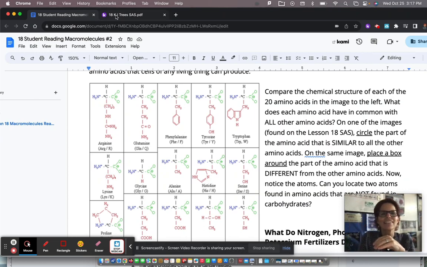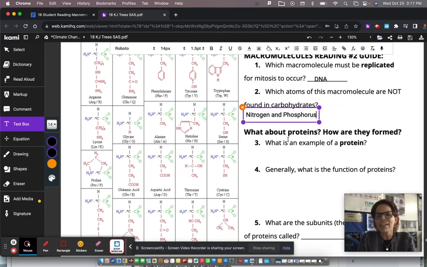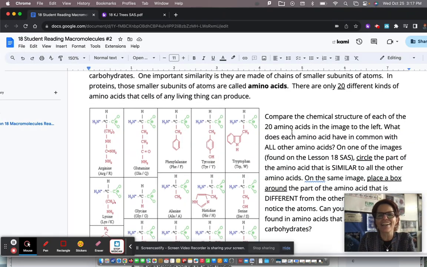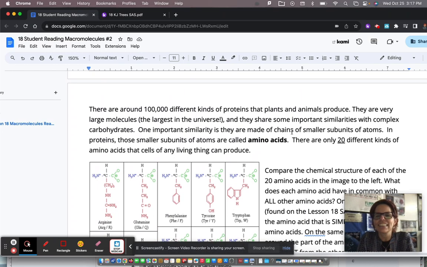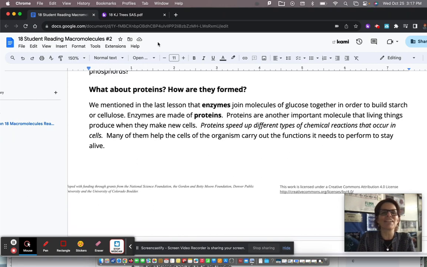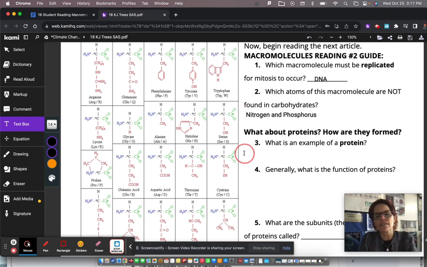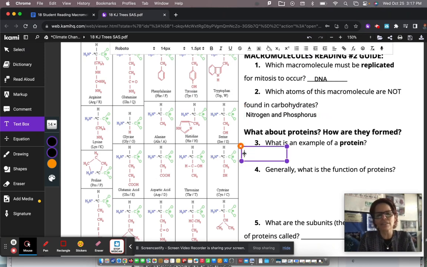Okay, let's go ahead and take a look at the SAS and see the trees worksheet, and see if we can answer the questions. What is an example of a protein? Did they give us an example of a protein? I don't know if they did. Let's see. Oh yeah, an enzyme. There we go. An enzyme is an example of a protein. You worked with a special enzyme called catalase in the liver lab. So we'll just write enzyme right here as an example of a protein.